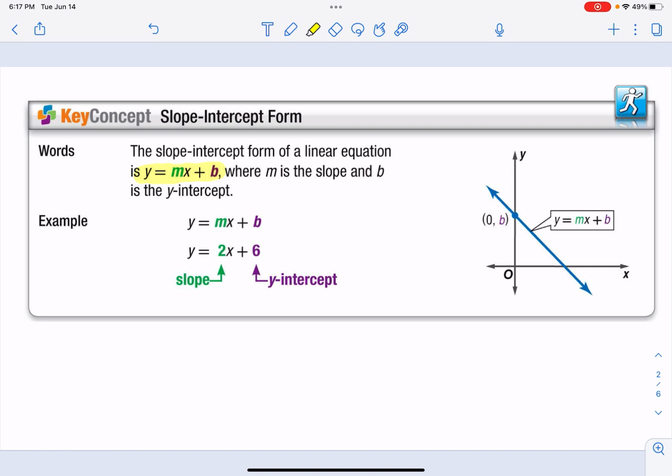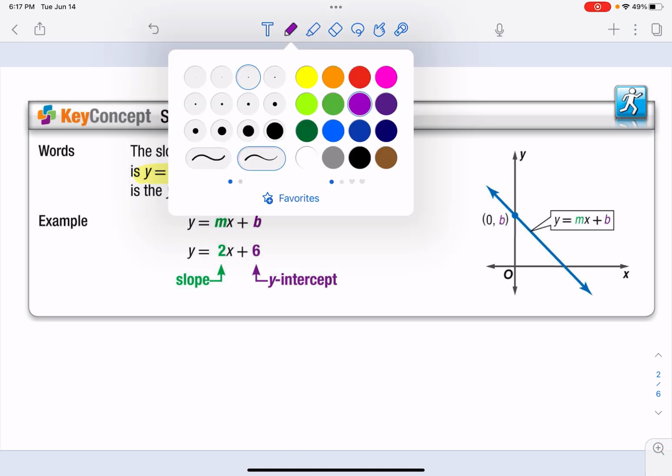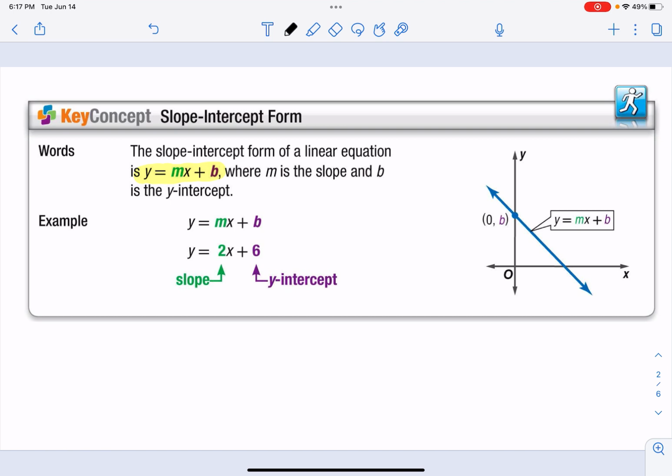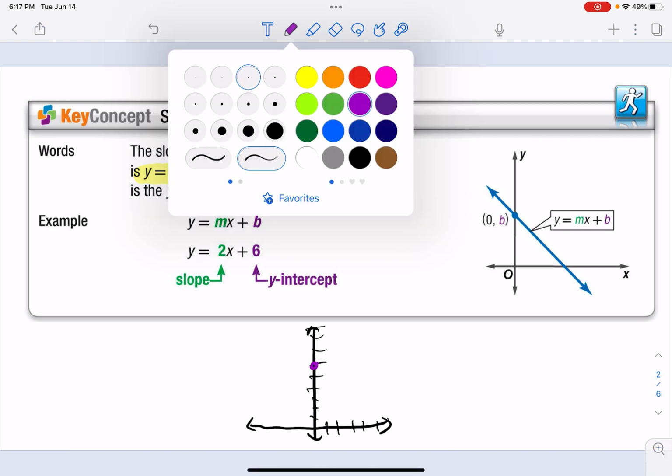m stands for the slope, and b is the y-intercept. So for example, this one that we have here, this example they give us, y equals 2x plus 6. Let's talk about how we would graph that. I don't have the best graph here, so be patient with me. What we do is we put down our y-intercept, which is positive 6. 1, 2, 3, 4, 5, 6. We put down that point, and then we count out our slope.